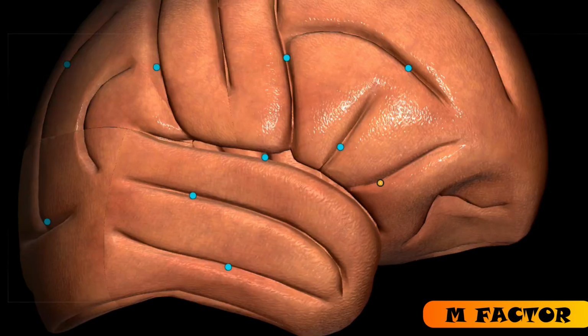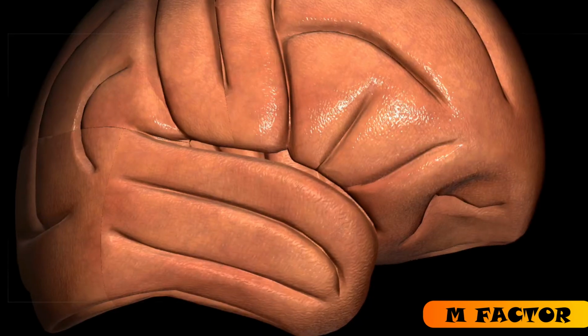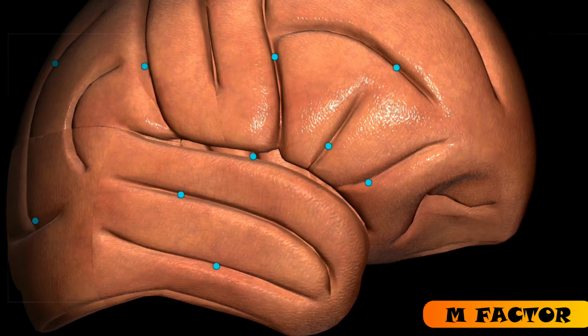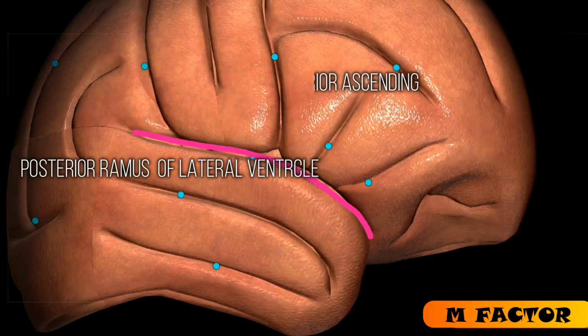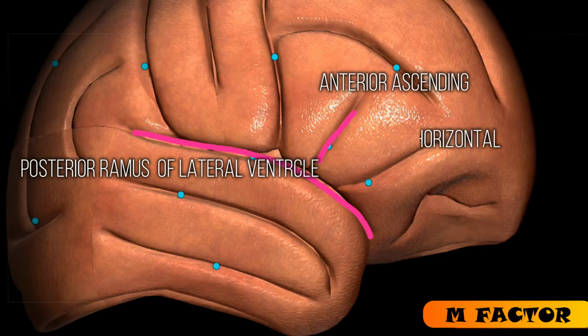As it reaches the lateral surface, it divides into three rami. The largest of these is the posterior ramus. The posterior end of this ramus turns upwards into the temporal lobe. The other rami of the lateral sulcus are the anterior ascending ramus and the anterior horizontal ramus. They extend into the lower part of the frontal lobe, as we see.